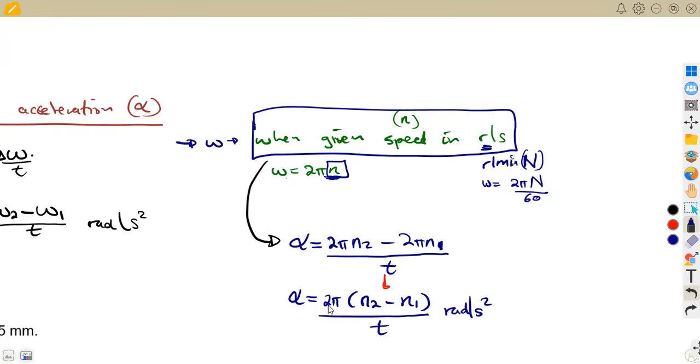So it's very, very important. This formula, you can use it directly. Instead of converting, you can use this formula directly as it is. That is when you are given what? The speed in revs per second.